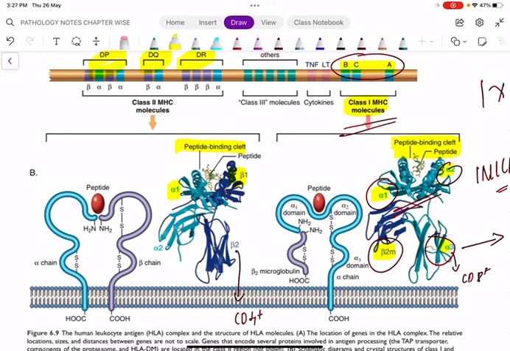Why is it a heterodimer? Because it has both alpha chain and beta chain. And why is it polymorphic? Here we have alpha 1, alpha 2, beta 1, beta 2. There in class 1 we have alpha 1, alpha 2, alpha 3. Here we have alpha 1, alpha 2, beta 1, beta 2.